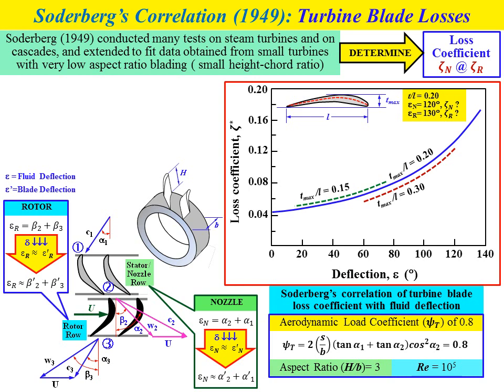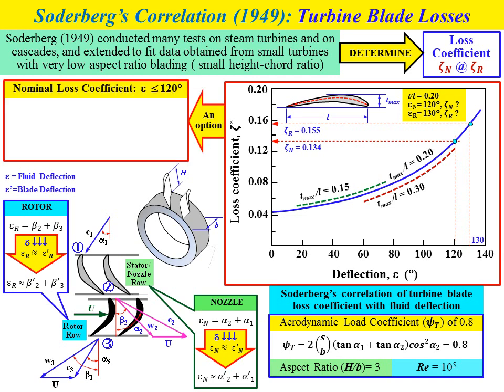Okay, so for example, for the nozzle, we just draw the vertical line at 120 degrees, intersecting with the blue line for t maximum divided by L equal to 0.20. So you will get the loss coefficient for the nozzle more or less equal to 0.134. And then for the rotor, where the deflection angle is equal to 130 degrees, draw the vertical line, intersect with the blue line, and we get the loss coefficient for the rotor around 0.155.